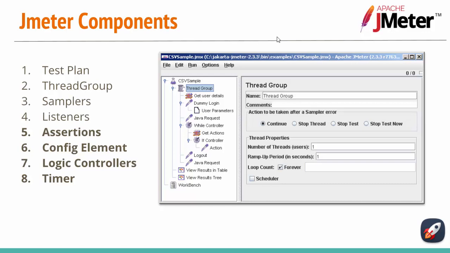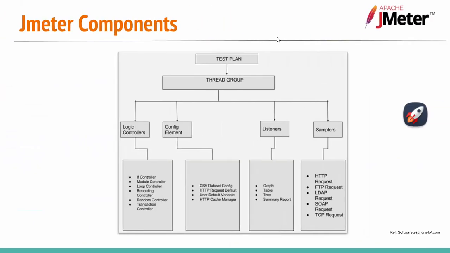In this tutorial we are going to cover the last major components that JMeter requires: assertions, config elements, logic controllers and timers. So let's start again with the simple diagram that we have shown. This is the structure of JMeter components.